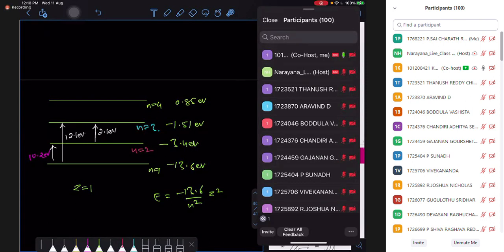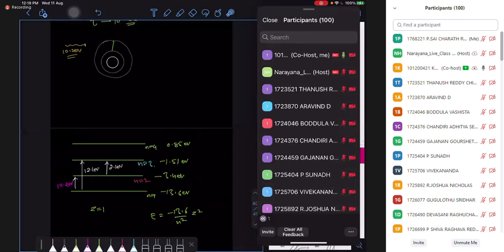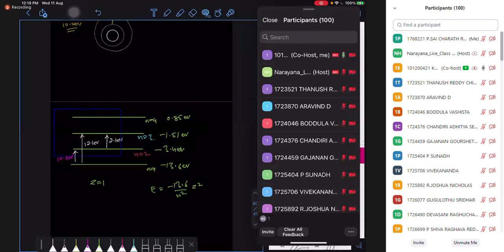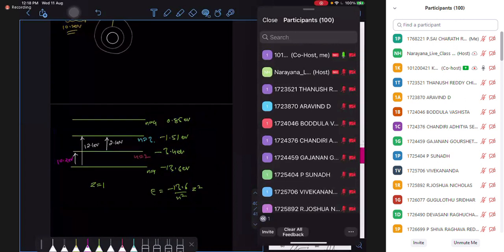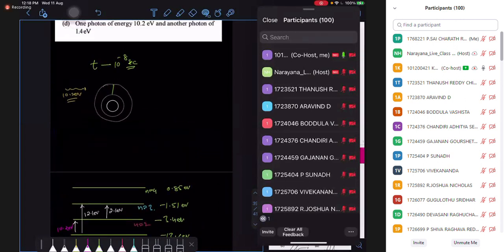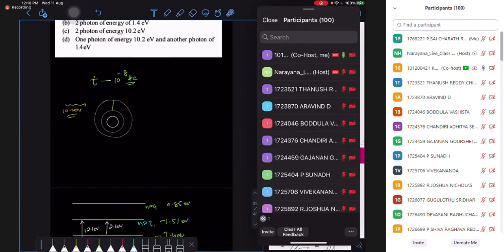So for the hydrogen atom, remember the starting 3, 4 energy levels for easy comparison and a rough idea. In questions like this, they have given 10.2, and 10.2 exactly fits between n equal to 1 and n equal to 2. So where does my electron make a jump? The electron makes a jump from the ground state to the first excited state. Now immediately it is going to de-excite, and it is again going to emit the photon immediately.